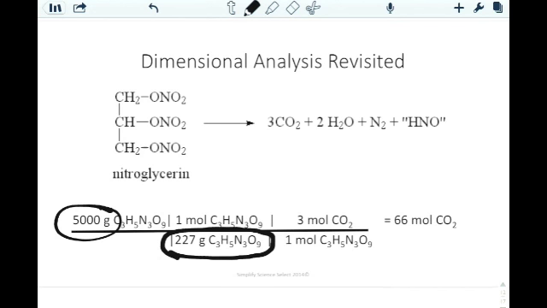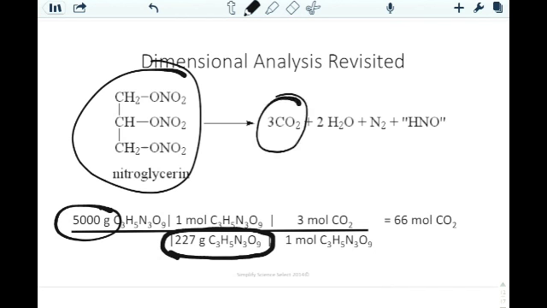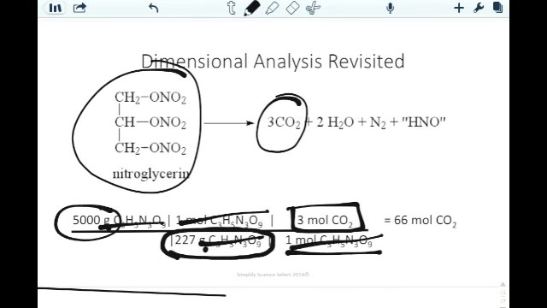That's my molar mass. And then here, if I'm converting it into CO2, look at my ratio. My ratio is 1 to 3. So what I see is I have 1 mole of nitroglycerin for every 3 moles of CO2. My units cancel, and I'm left with a unit of moles of CO2. So all we have to remember is, if we start with grams, we need the gram formula mass.